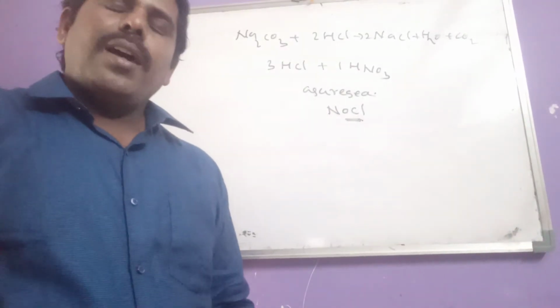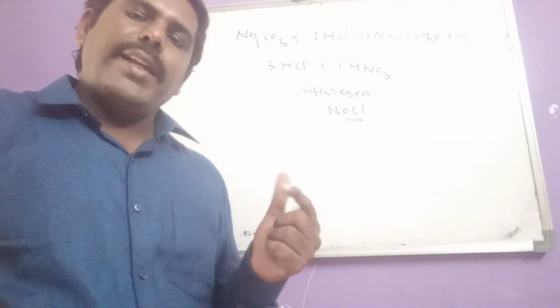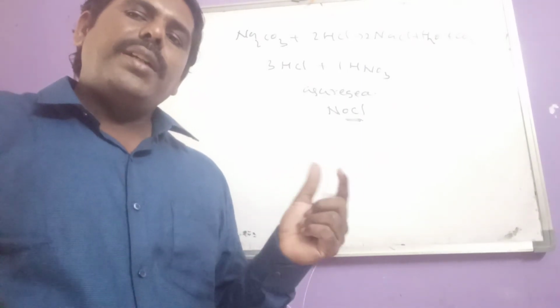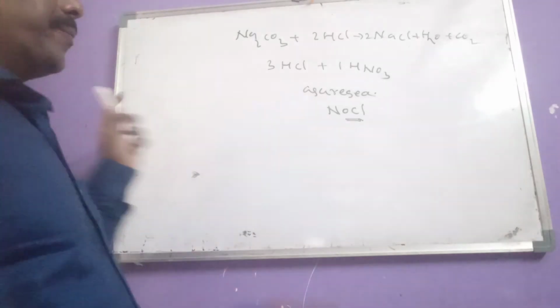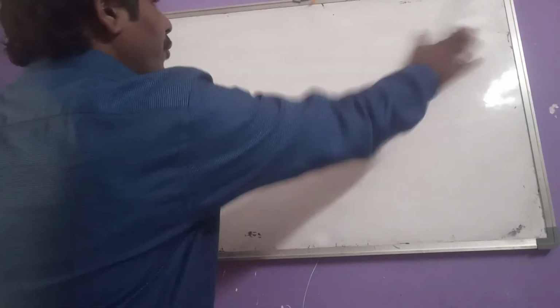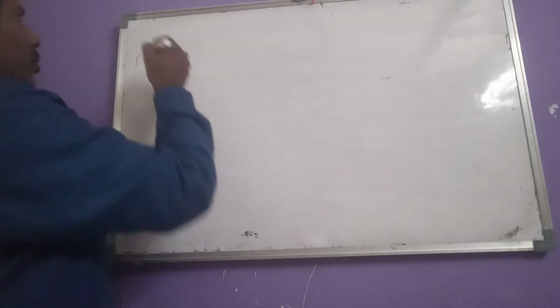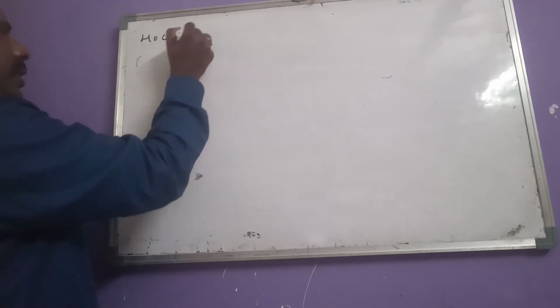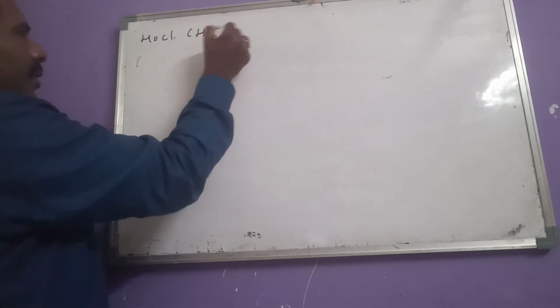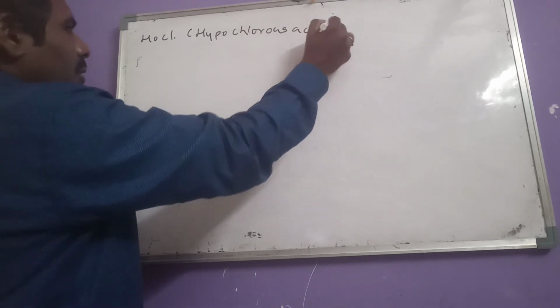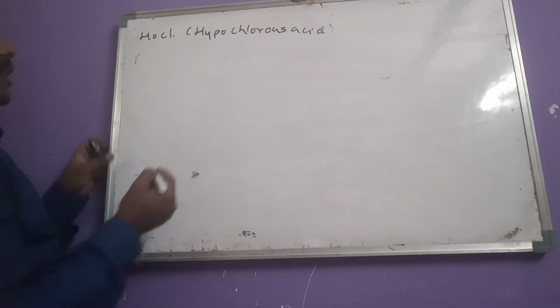Okay, then next topic, oxy acids of halogen, that means chlorine. Oxy acids of chlorine. Chlorine has 4 different types of oxy acids. What are those? First one, hypochlorous acid, HOCl, hypochlorous acid. So in this, what do we have to learn here?